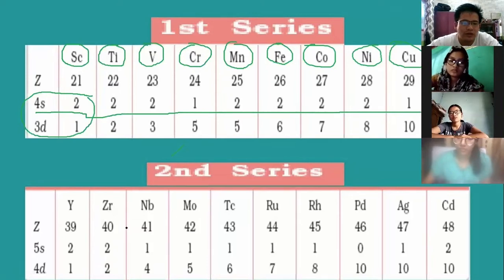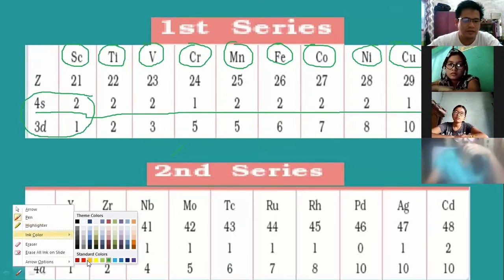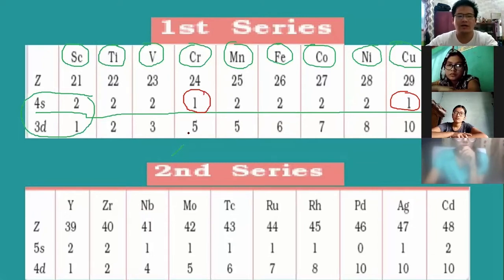They are all going to be 2, except for whom? Except for the one element in which the 4s electrons is 1, as you can see from the table. What are the elements in which the 4s has 1 electron? Chromium and copper. In chromium and copper, the d orbitals are half filled and completely filled.